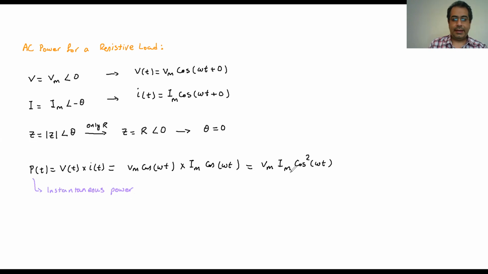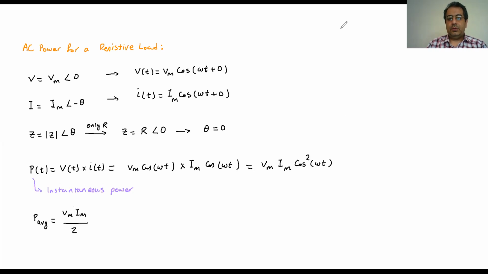And if we calculate the average value of that over time, the average is going to be Vm Im divided by 2. So it's its average over time. If we have a pure resistance in the system, nothing but the resistance, and we have the AC source, this is the power that we are going to get in the system that we have.